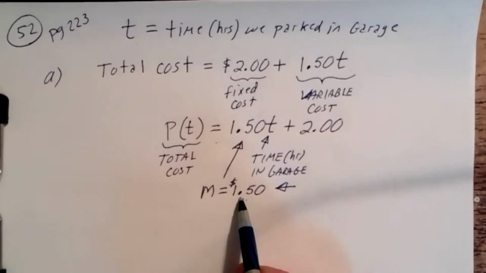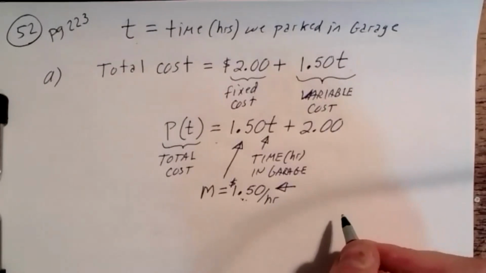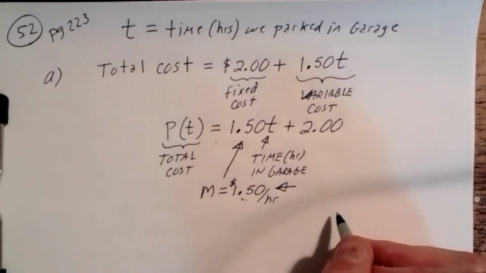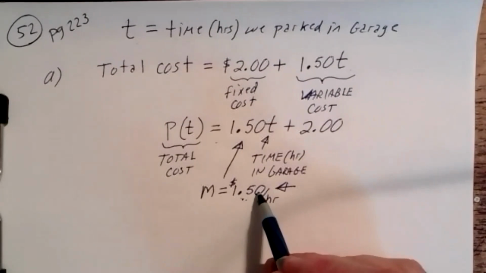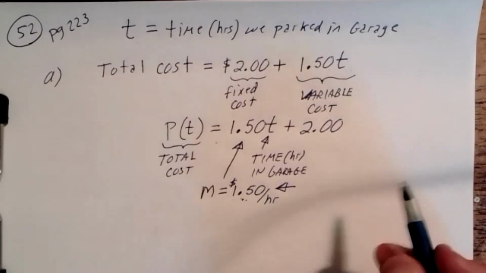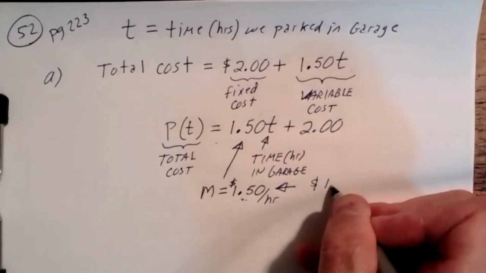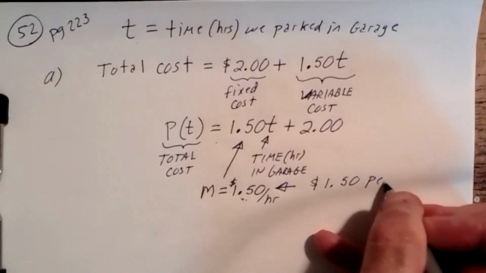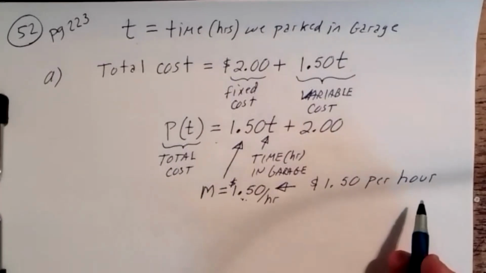It goes up $1.50 for every hour. Ladies and gentlemen, slope is a rate. It's a rate of change of Y with respect to X. In this case, it's a rate of change of cost versus time. The slope is to be interpreted as they're going to charge us $1.50 per every what? Per every hour our vehicle's in there.